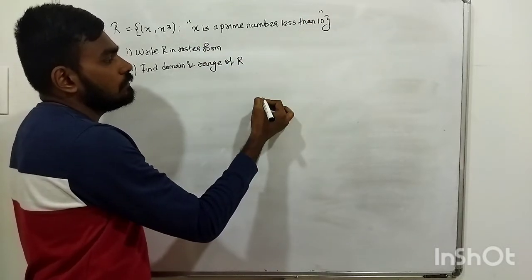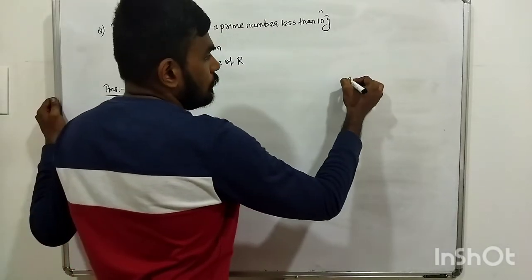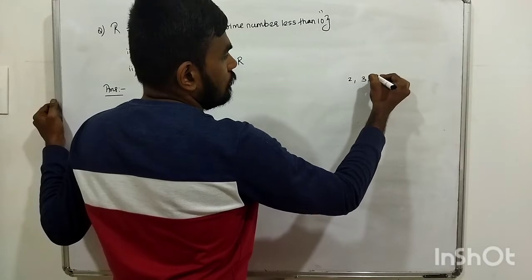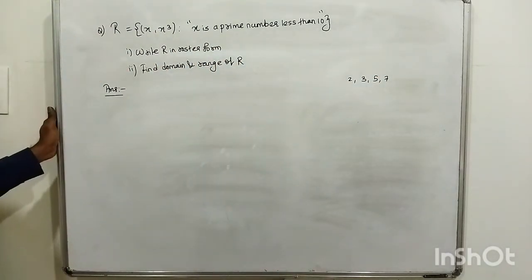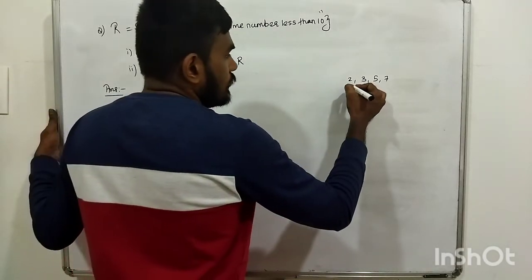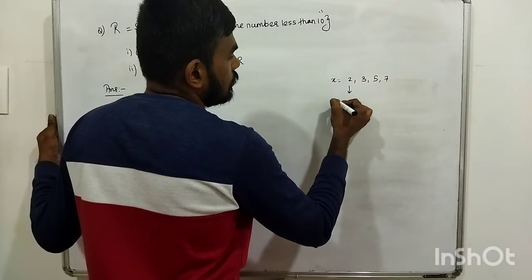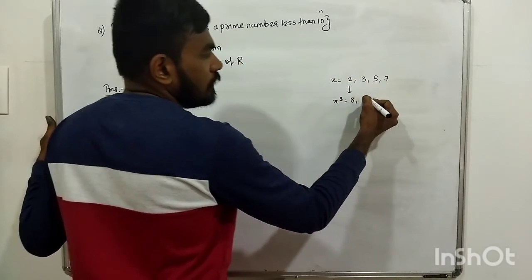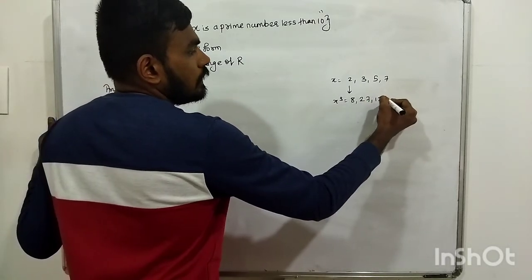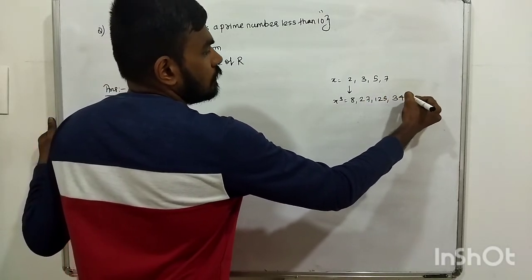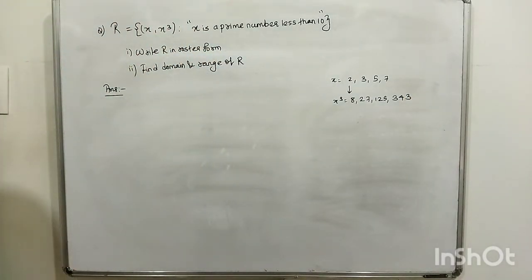So which are the prime numbers less than 10? First one is 2, then 3, then 5, then 7. These are the 4 prime numbers less than 10. So for x cube, 2 cube is what? 8. 2 cube is 8, 3 cube is 27, 5 cube is 125, and 7 cube is 343. So done, this is the answer.